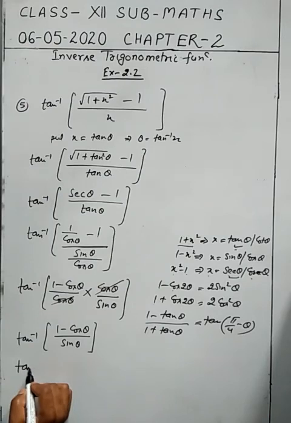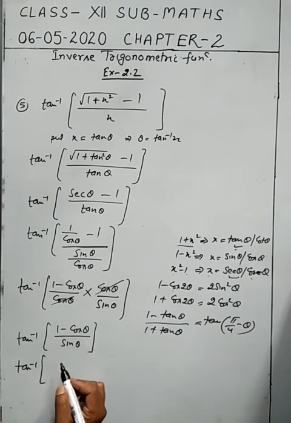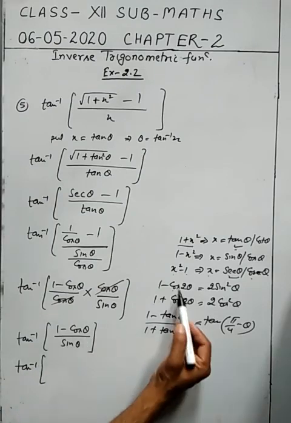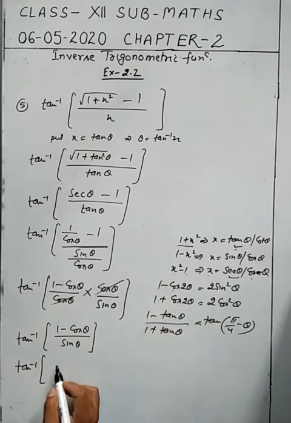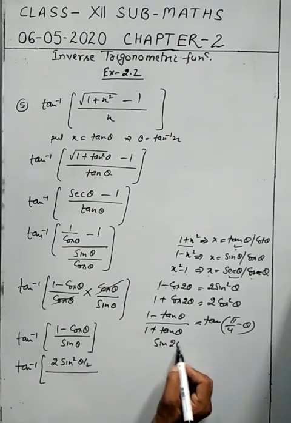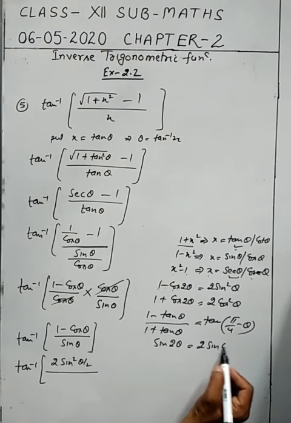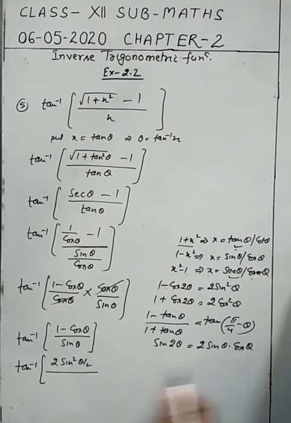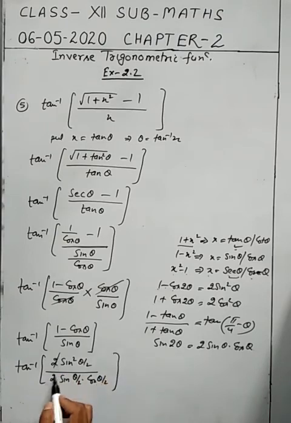Tan inverse 1 minus cos theta. Here 1 minus cos theta, the formula is 2 sin square theta by 2. Here sin 2 theta, you know the formula of sin 2 theta, this is 2 sin theta into cos theta. So sin theta formula will be 2 sin theta by 2 cos theta by 2. This is 2 sin theta by 2 into cos theta by 2. 2 cancels with 2, sin square theta cancels with the square.